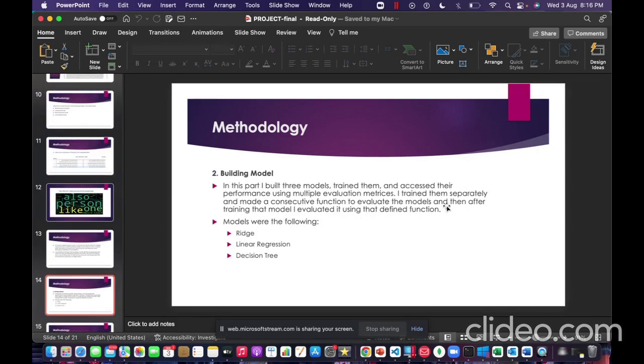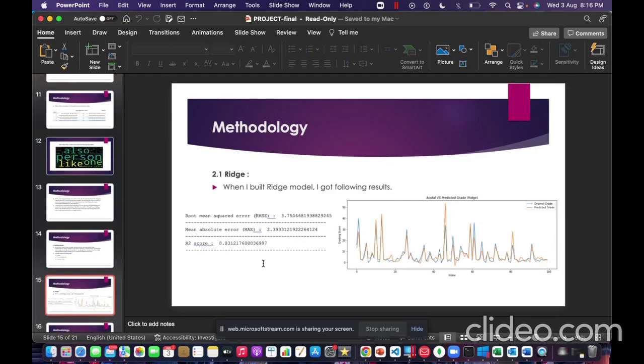Building model. In this part, I built three models, trained them, and assessed their performance using multiple evaluation metrics. I trained them separately and made a consecutive function to evaluate the models, and then after training each model, I evaluated it using that defined function. Here are the models we used: ridge, linear regression, decision tree. So you can see here we use these models and we evaluate an essay.